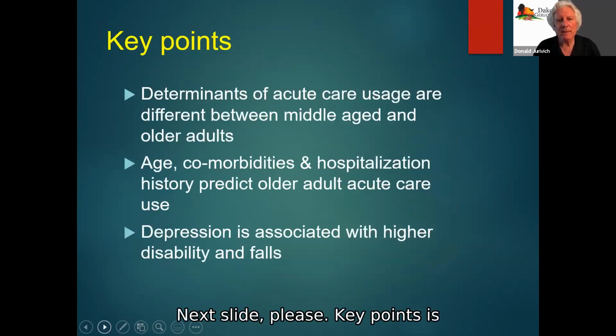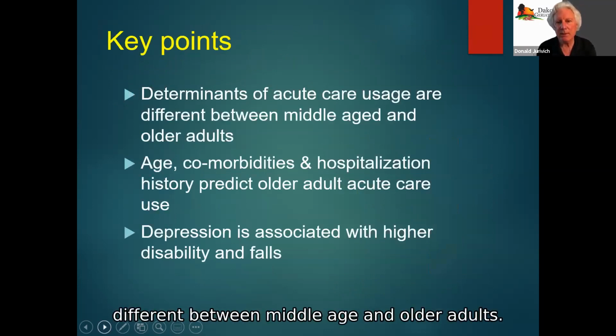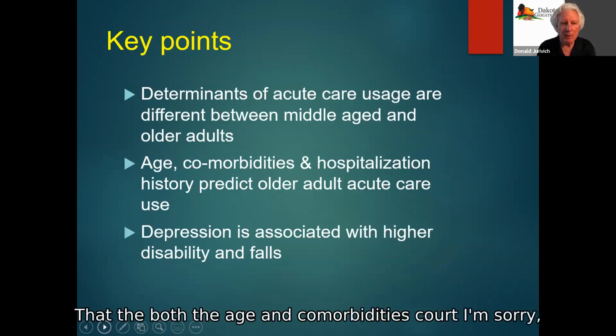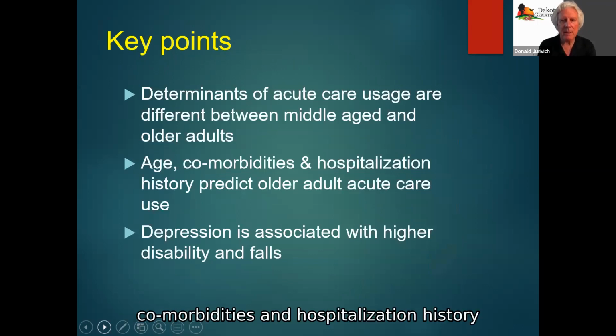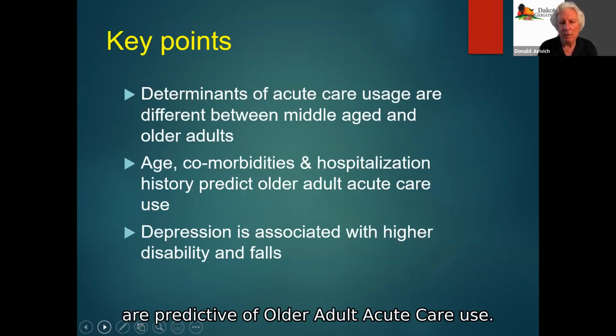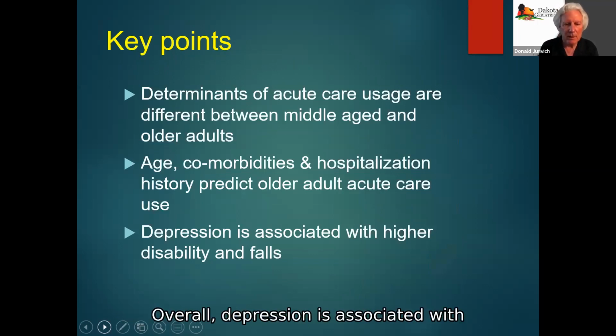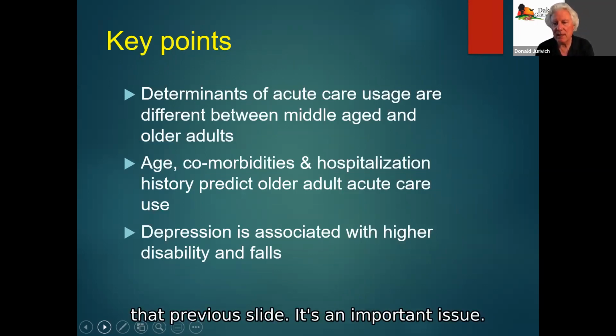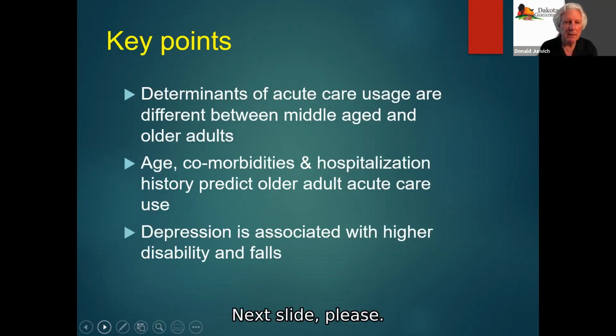So key points: the determinants of acute care usage are different between middle age and older adults. Like I said, in middle age, the more depressed you are, the more likely you're going to have more acute care usage. But in the older adults, that's not so true. Both age, comorbidities, and hospitalization history are predictive of older adult acute care use. And so overall, depression is associated with a higher disability and falls rate, as I emphasized in that previous slide. So it's an important issue. Next slide, please.